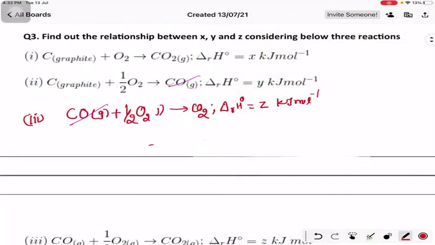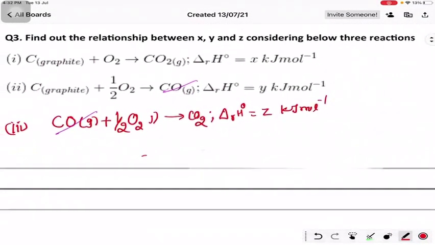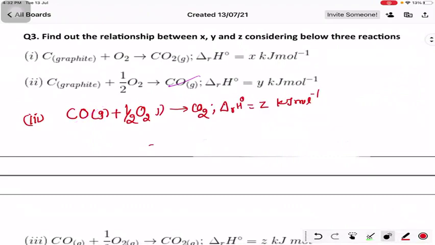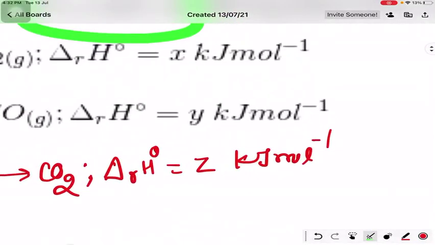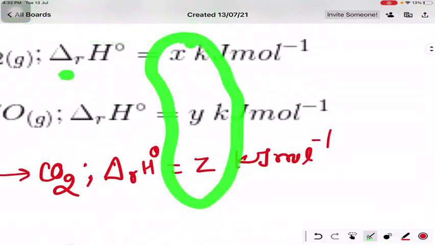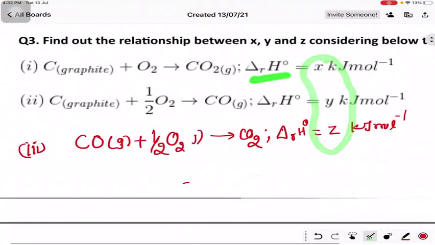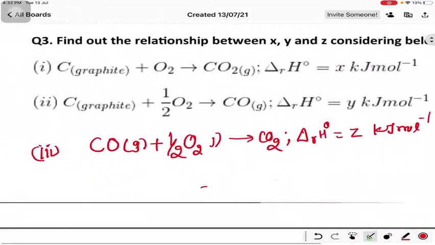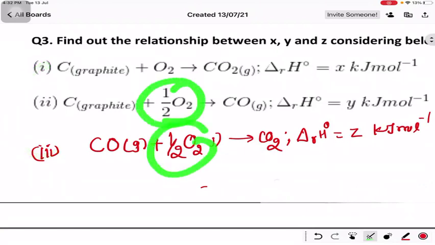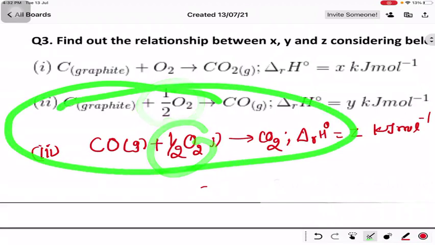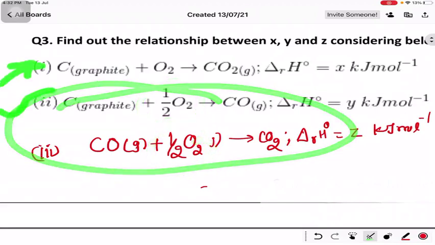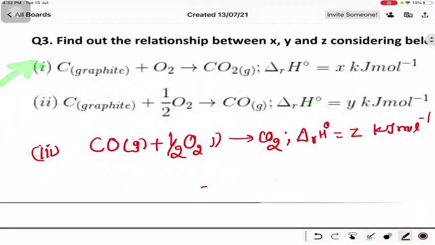Next question is, we have this thermodynamic data, and from here we have to find the relationship between X, Y and Z. X, Y and Z are the enthalpy change of reaction of these three equations. Now we have to solve these three equations in such a way that we can get a particular equation. So on observing we are seeing that it is half mole of O2. It means we have to use these two equations in order to get this first equation.